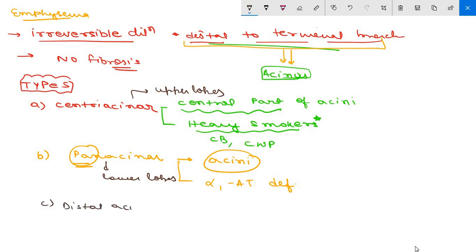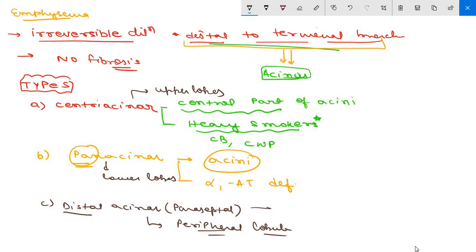Okay, distal acinar emphysema, also known as paraseptal emphysema. Clear? It involves the air spaces at the periphery of the lobule. Distal means most distant, so it mainly involves the peripheral lobule. The proximal portion of the acini is normal, while the distal, peripheral portion of the acini is disturbed here. Clear?